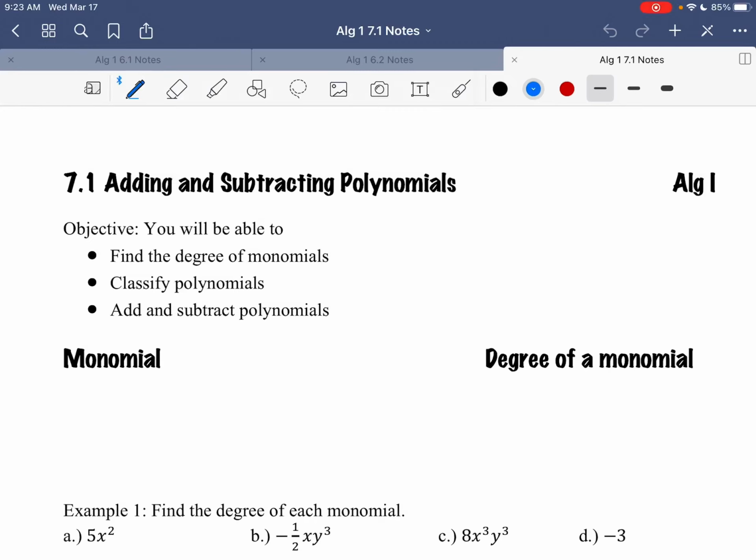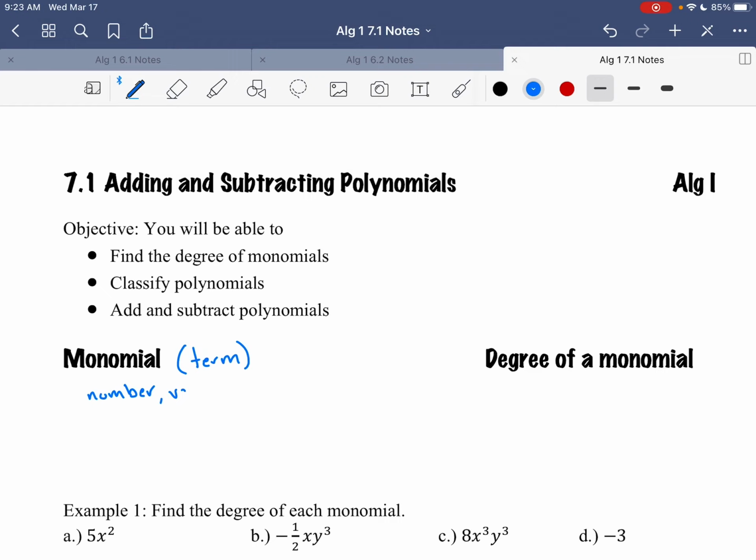7.1, adding and subtracting polynomials. In this video, we're going to discuss and find the degrees of monomials and discuss what is and what is not a monomial.